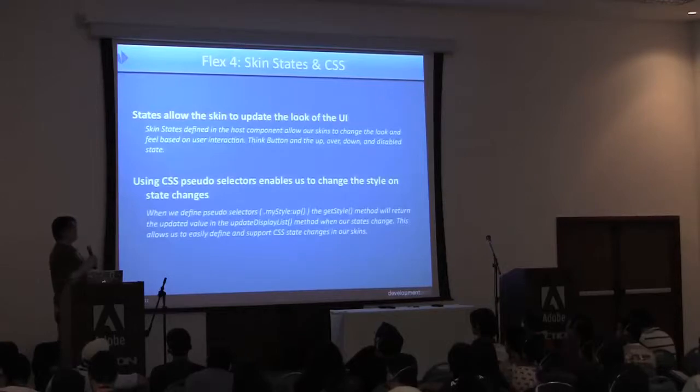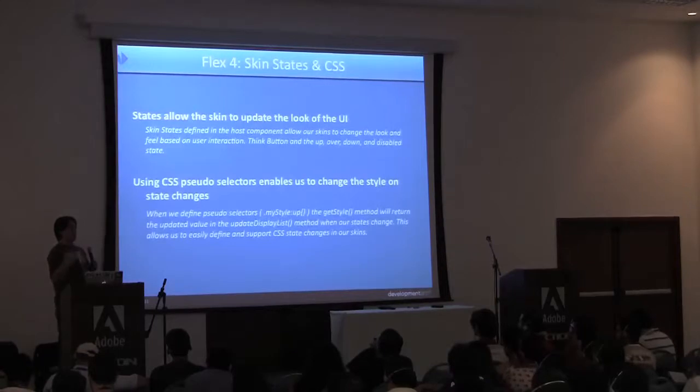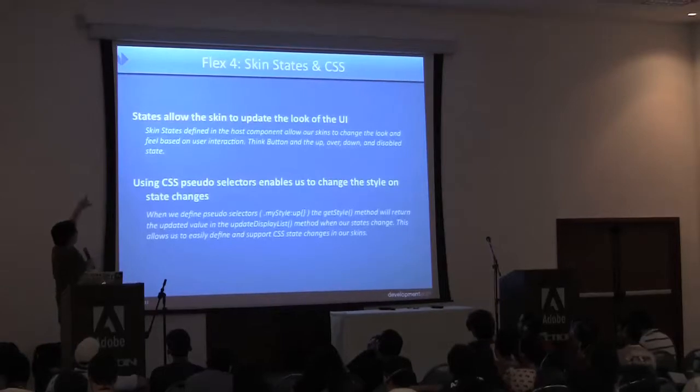So what we can do is, because we have this concept of pseudo-selectors, remember pseudo-selectors is the ability to use a colon in the state name, and I can change properties, it's up to our skin to make sure it knows that, hey, I've gone from up to over, so I need to actually get the new value because I need to understand what the new color is going to be. And so we can actually take advantage of that automatically.